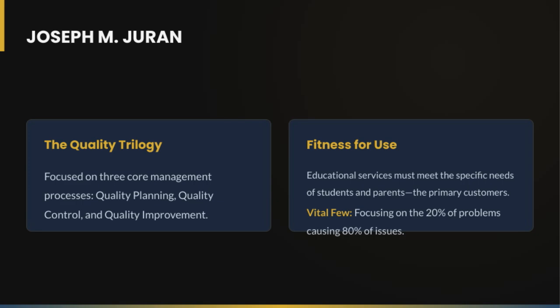In the context of educational services, it's crucial that we meet the specific needs of students and parents, who are our primary customers. Understanding their unique requirements allows us to tailor our approaches and improve satisfaction. Juran also emphasized the idea of fitness for use, meaning that our services should be suitable and effective for their intended purpose. To achieve this, we focus on 3 core management processes: quality planning, quality control, and quality improvement. These form what he called the quality trilogy.